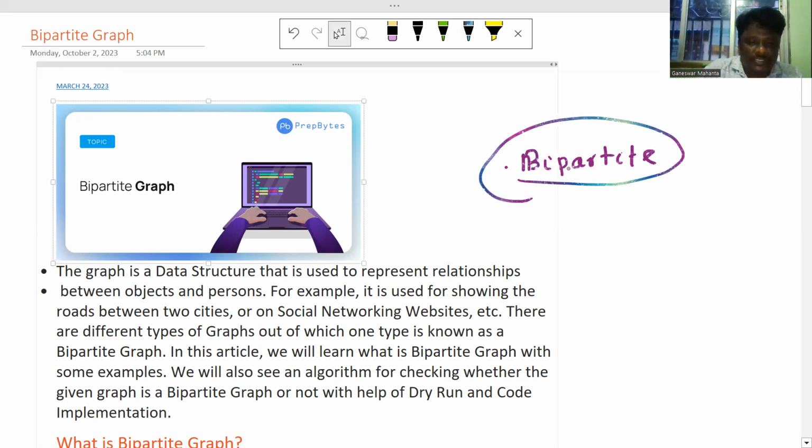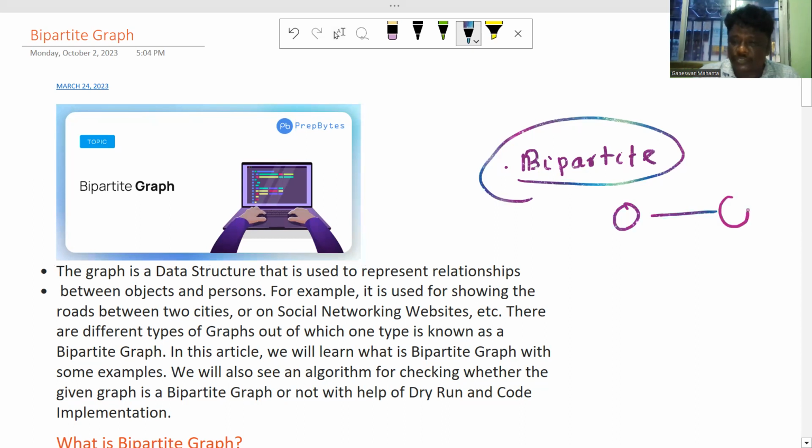A graph is a data structure that is used to represent relationships between two objects. These objects can be persons or anything else, and we connect them with edges. For example, it is used for showing routes between two cities.